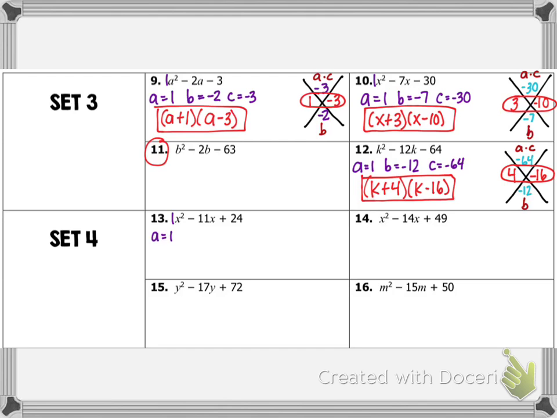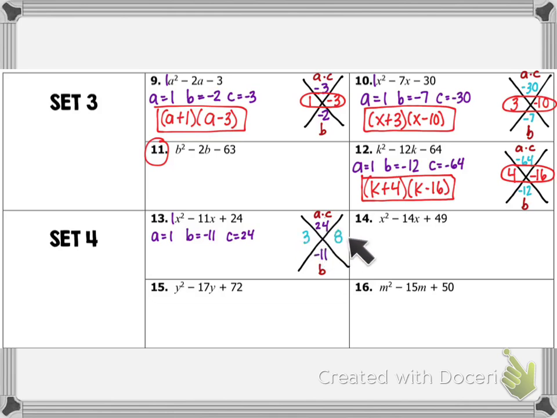Okay, 13. I'm going to go quickly between A, B, and C because I think we've had enough practice with that. So I think you know how to get to this spot right here. But now we're going to find the factors of positive 24 to get to a negative 11. Well, 3 times 8 is 24, right? But we need a negative 11 and a positive 24.